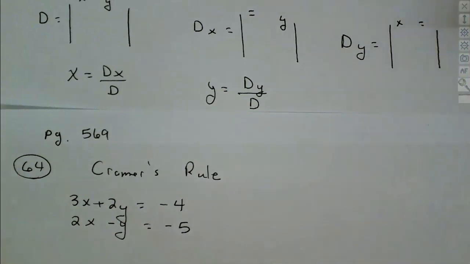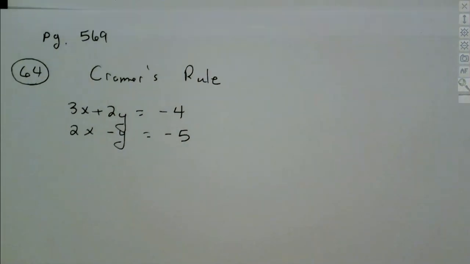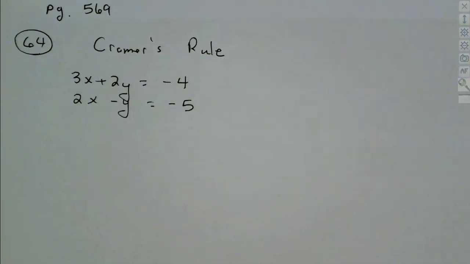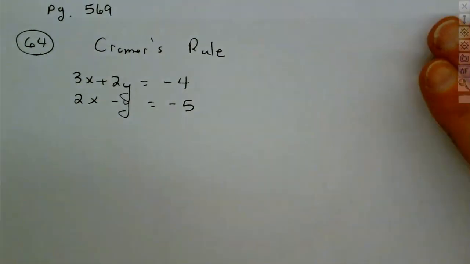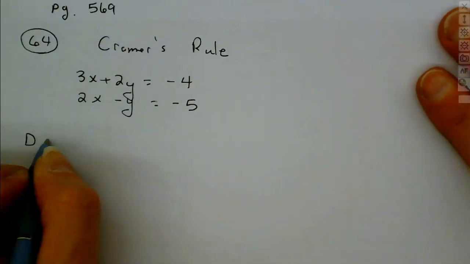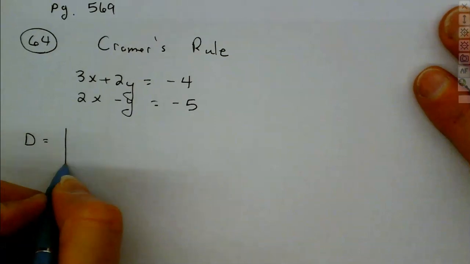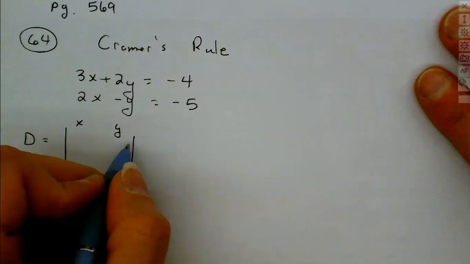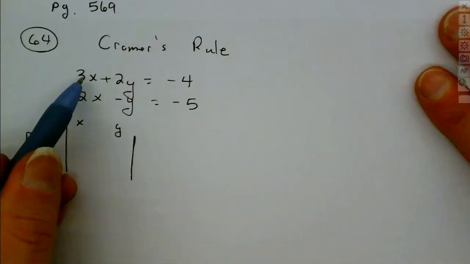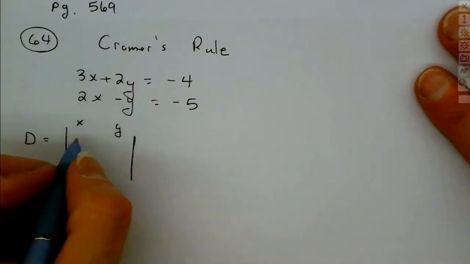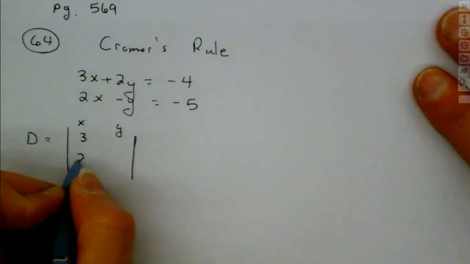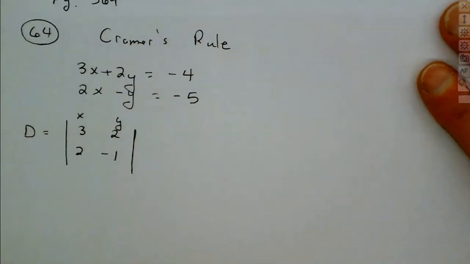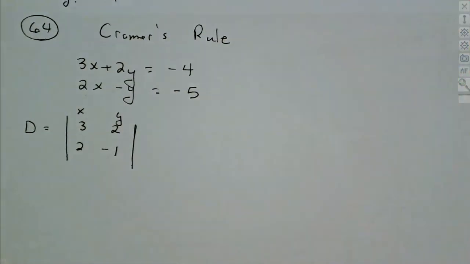Now, for Cramer's rule, we use the determinants. So we have to come up with our 3 determinants, and we do each one of them. So we have to have 3 determinants to get our solution. We start off with what I call the master determinant D. Okay, and D is the x and the y. So what values would go in here? Well, it looks like it's going to be a 3 and a 2 for the x, looking down. And then we have a 2 and we have a what? Negative 1.